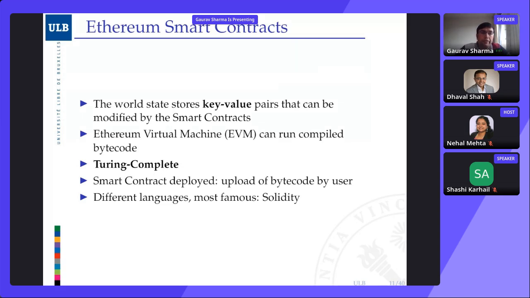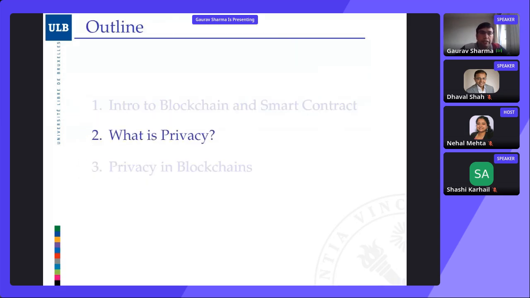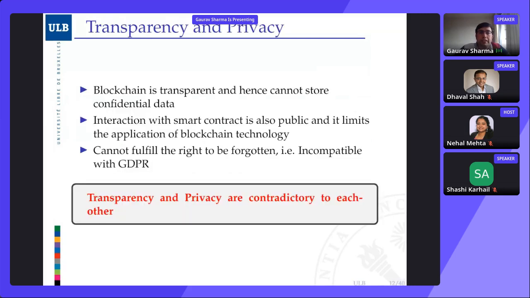So be very careful when you design smart contracts. Privacy is a little bit contradictory with transparency, because here in blockchain, the most important idea that we see is the transparency, and all the data is visible to everyone. So if you want to store something confidential, you cannot do it.